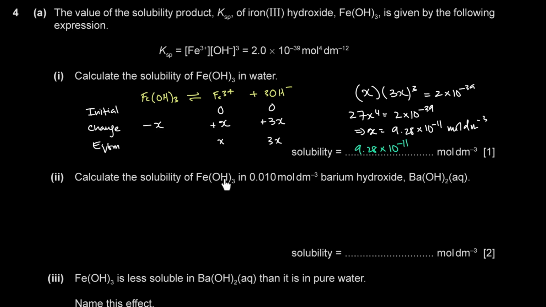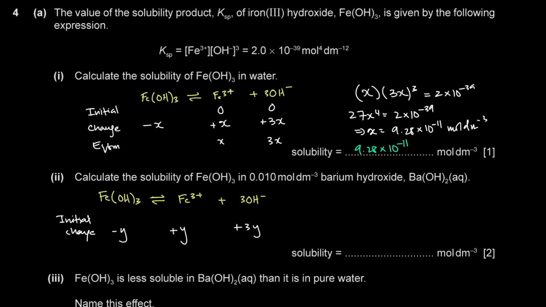Calculate the solubility of iron(III) hydroxide in 0.01 moles per decimeter cube barium hydroxide. So now over here we have the same equilibrium. We have iron(III) hydroxide forming Fe3+ ions and hydroxide ions in aqueous solution. Now let's say that the solubility is y, so we have a certain initial amount, and then let's say y moles per decimeter cube dissolves. So there's a change in concentration of negative y moles per decimeter cube. That's the solubility, that's y. We get y moles of Fe3+, and we get 3y moles of hydroxide.